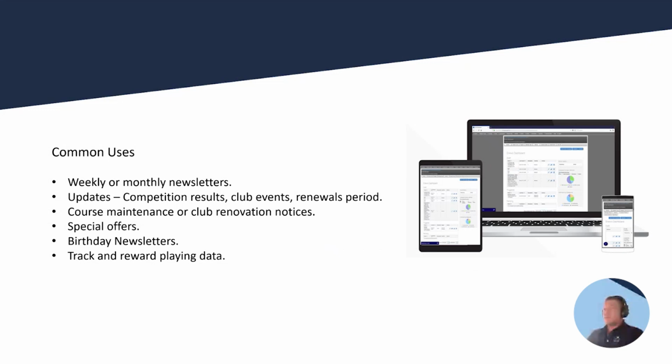Okay, some common uses that clubs would use this for is weekly or monthly newsletters. They'll do updates such as competition results, club events, renewals. Sometimes the superintendent may use it to post out course maintenance or club renovation notices. They'll also post special offers, as well as some clubs utilize the eNews module as a birthday newsletter. So whenever it falls on a member or a public person's birthday, they will automatically get sent a happy birthday newsletter on that day or a week or two prior. And you can also track and reward players based on their bookings. Okay. And I'll touch on that in the demonstration as well.